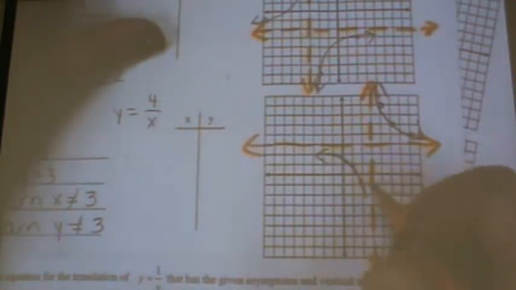Next one, you're going to go over 1, down 1, 2, 3, 4. And 1, 2, 3, 4, down 1. And then that one. Easy?